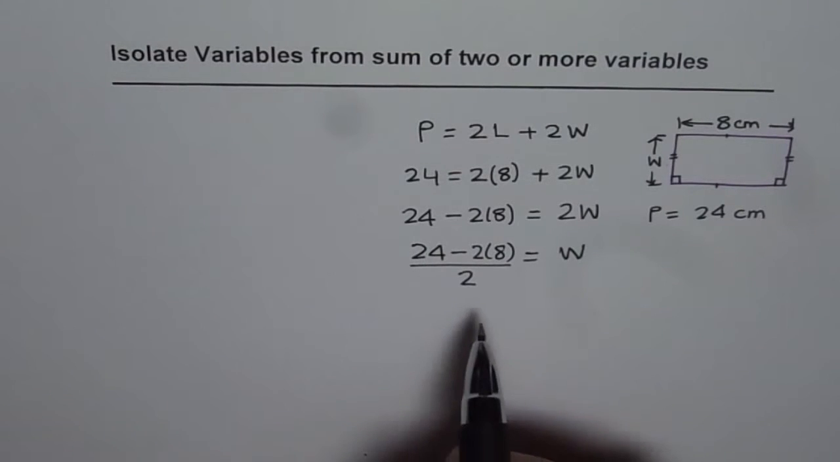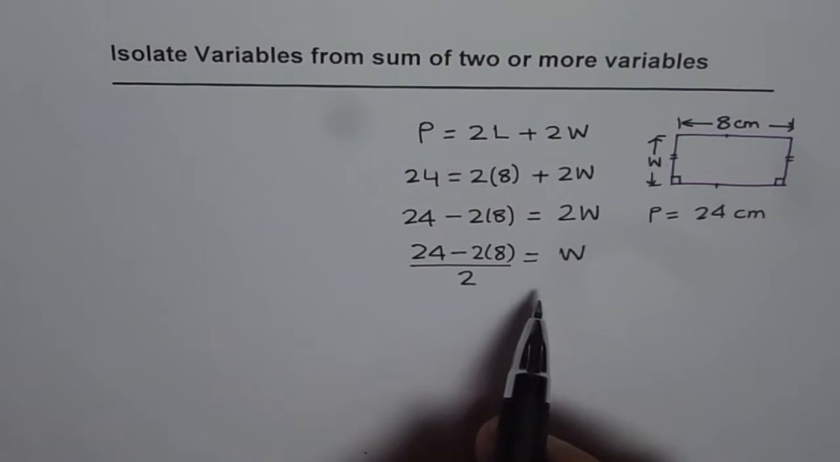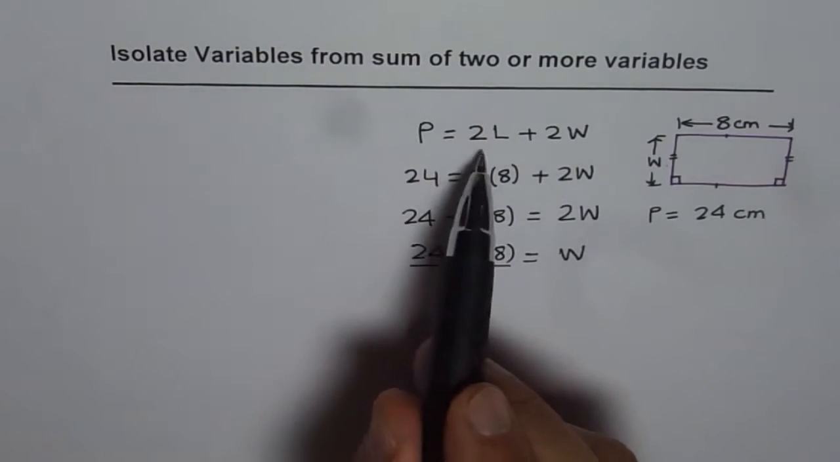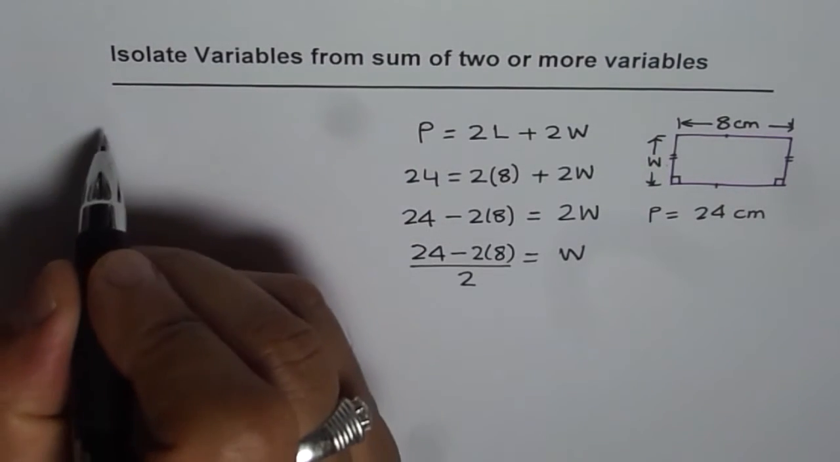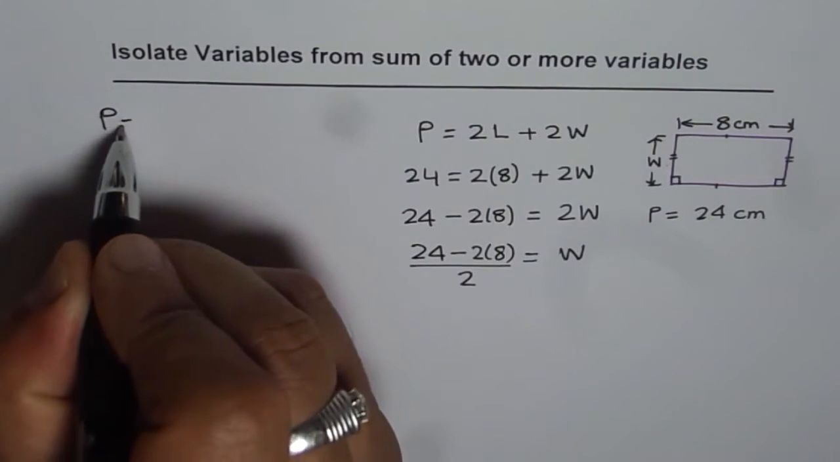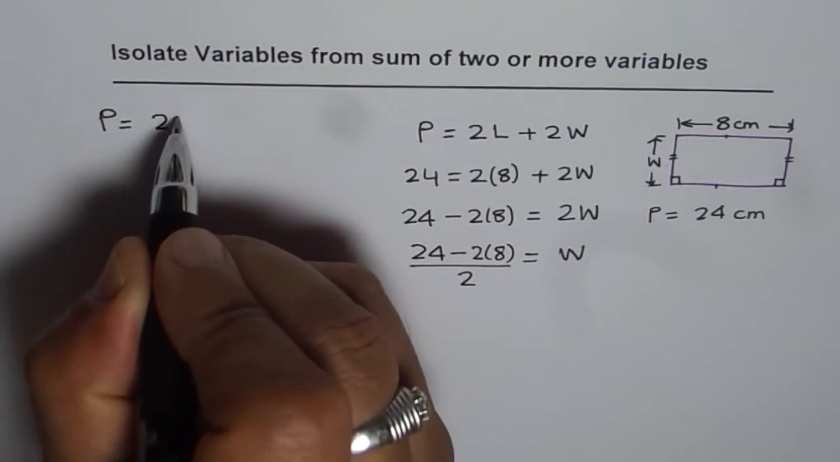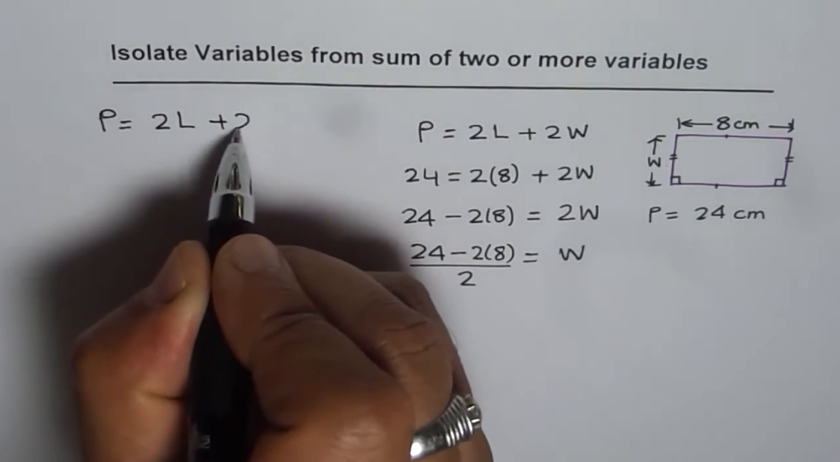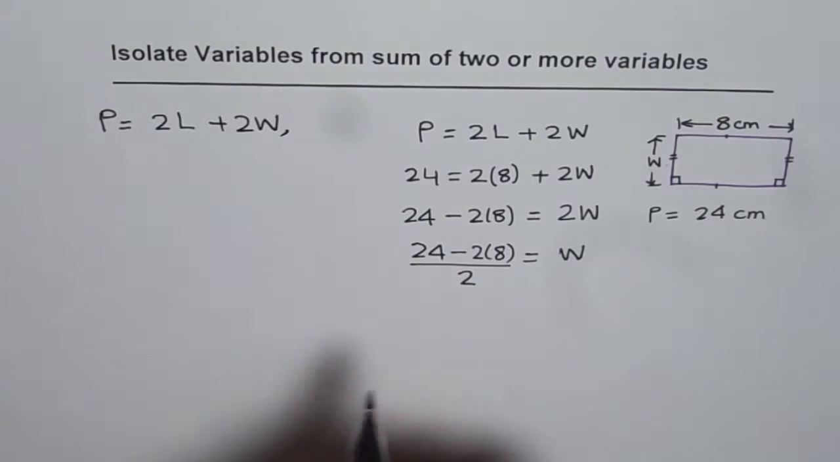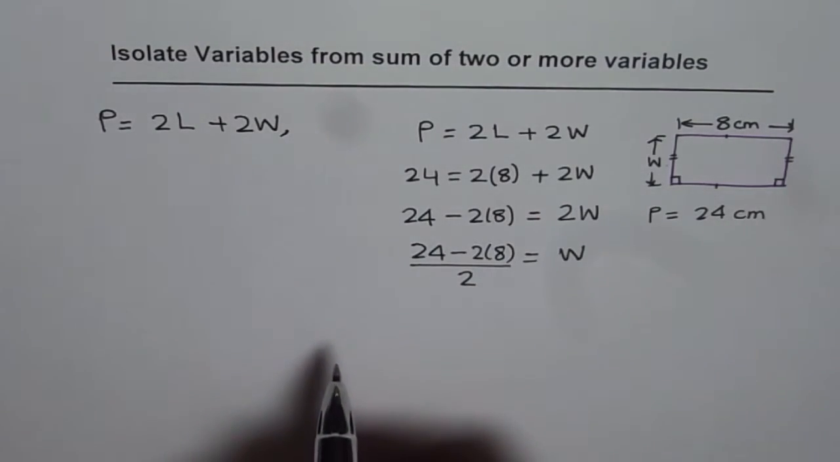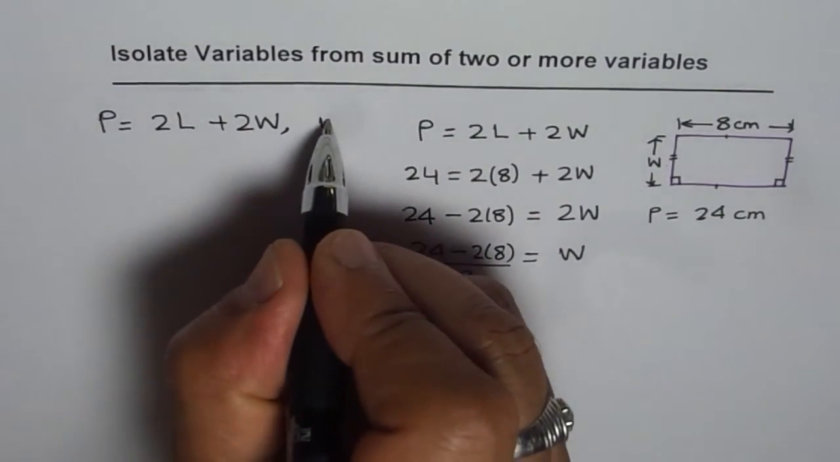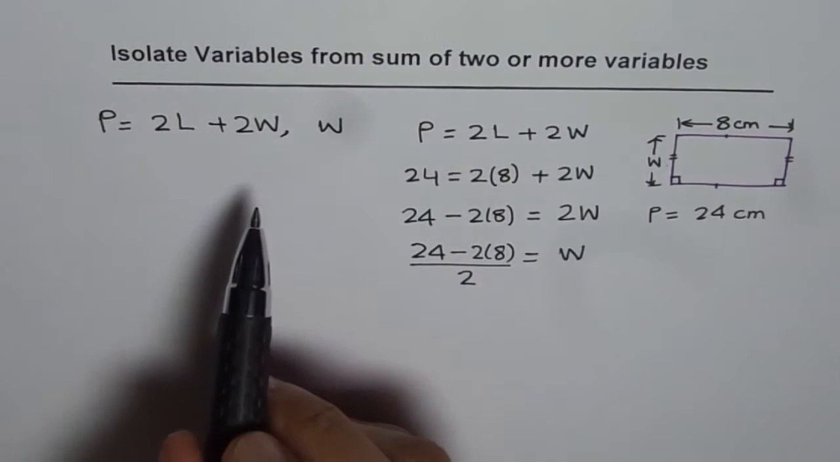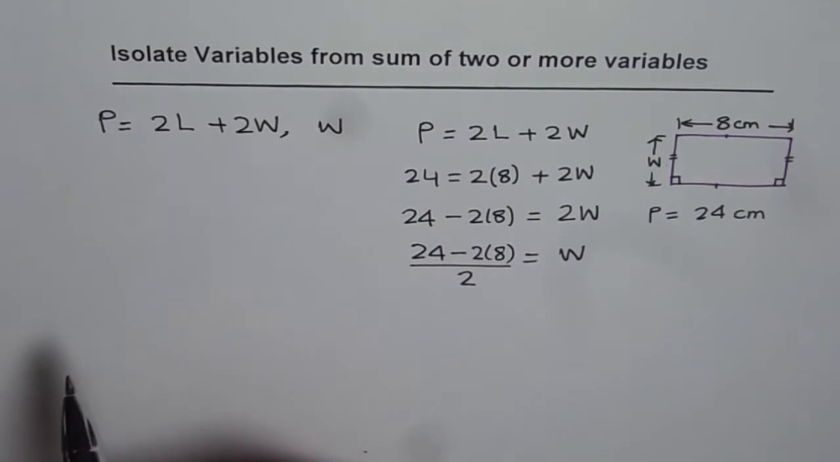Now if we are given variables, then we do the same thing. The only thing is, the equation is given to us in the form which we wrote earlier, which is perimeter is equal to 2 times length plus 2 times width. And the question is, isolate width. Find an expression for width. So that is the kind of question which we need to solve.